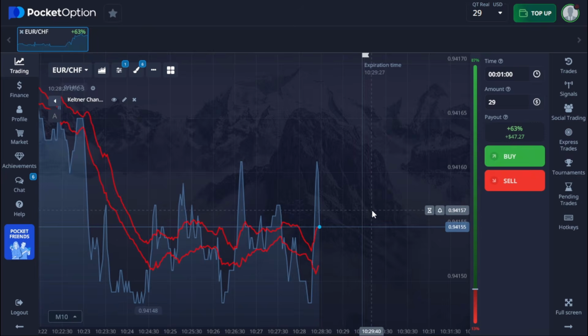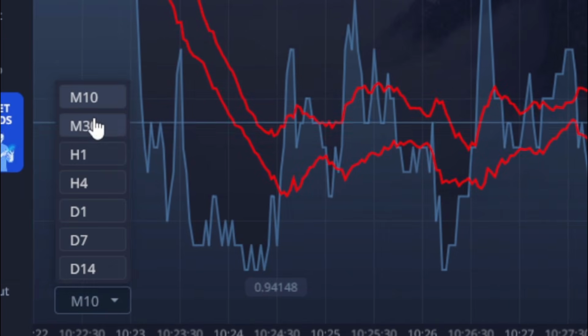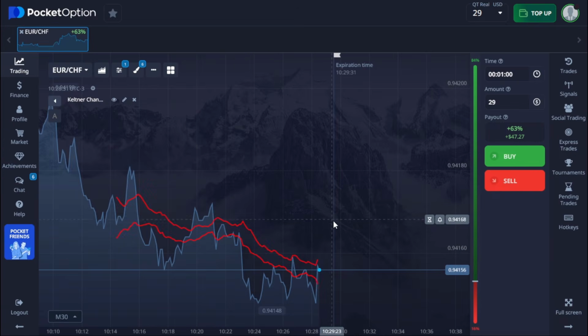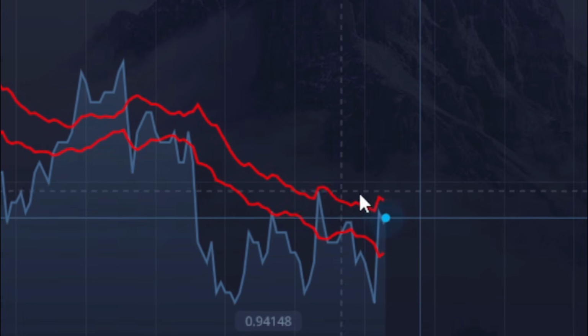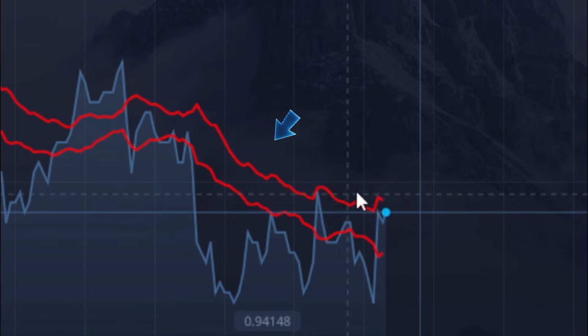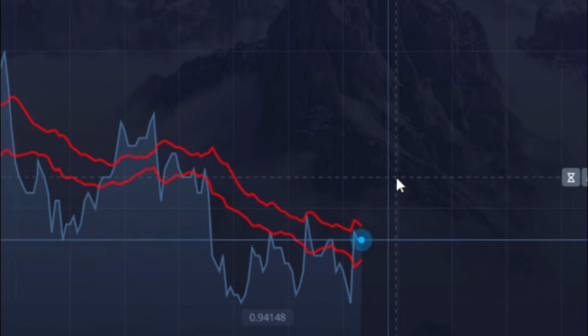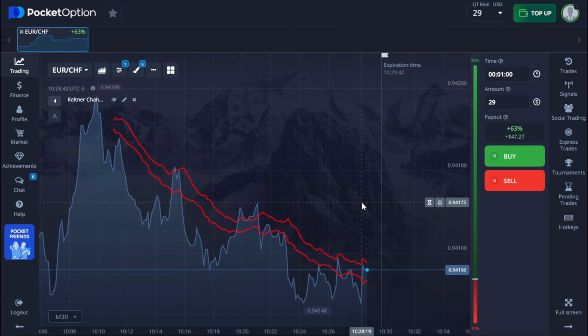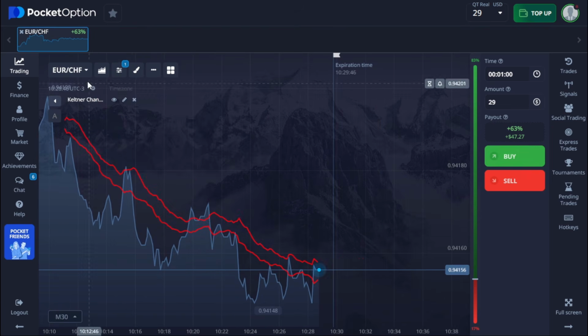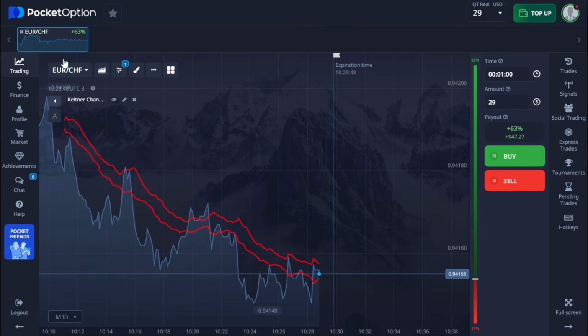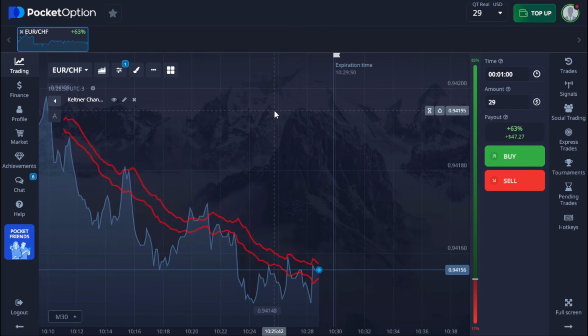I have to look at the structure. Not 10 minutes, 30 minutes. This is giving me a better way to see the chart. I was going to try to enter below the channel, and if the price rejects the channel, I enter on the downside. Look closer at the structure, we're going to mark support and resistance. I'm looking for the pair with the best payout as much as possible.